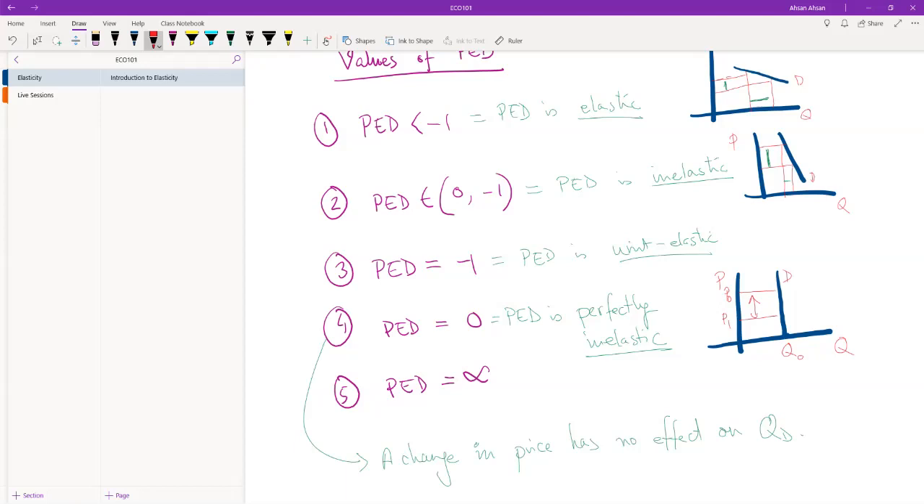So that's another example of goods where change in price has no effect on the quantity demanded, and these are called perfectly inelastic demand curves. Change in price has absolutely no effect on quantity demanded.